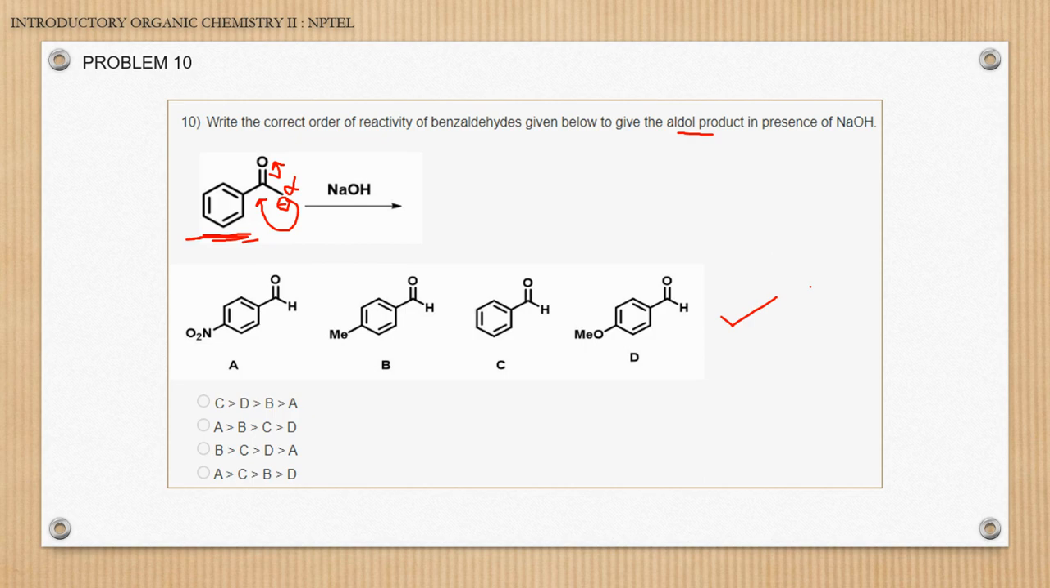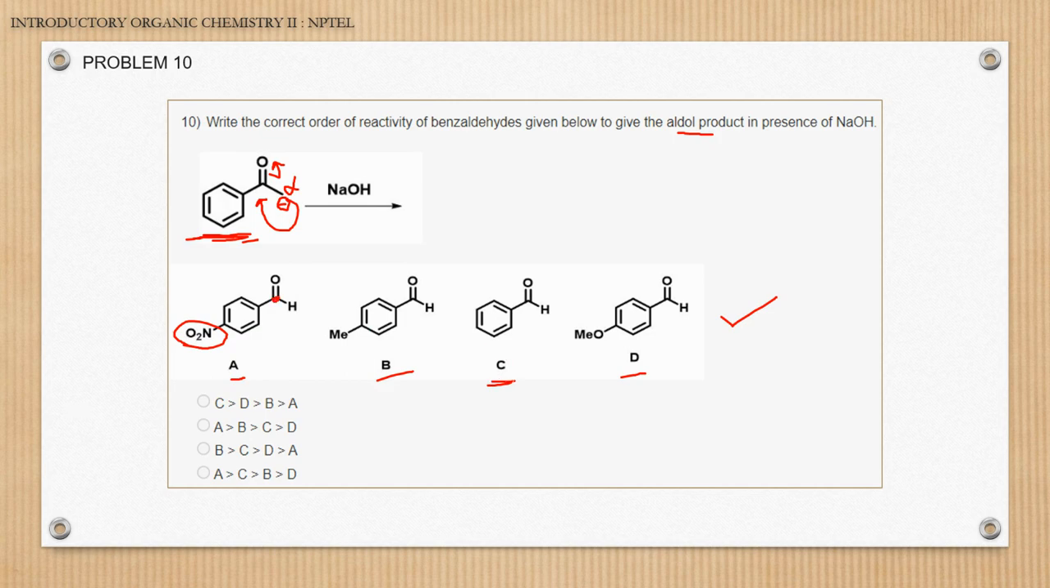So now, if you know that it is an electrophile, then the higher the electrophilicity, the higher will be the reactivity of that electrophile. So this is how you need to think about it. Here, as you have said, A will have the highest reactivity, then C, then B, and then D, because there is a nitro group attached here. It will make it more electrophilic by being an electron withdrawing group.